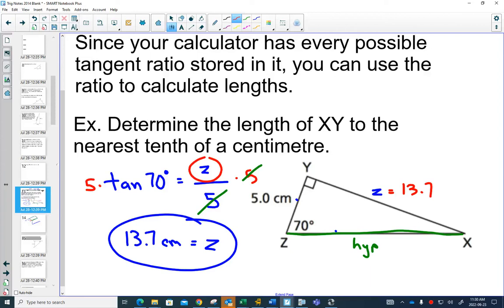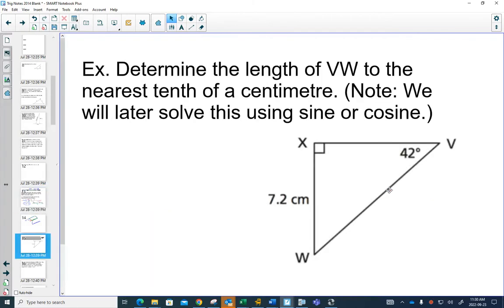If I wanted to find the other angle, I could do that as well. Because angles add up to 180. So if you know one angle and one side of a right angle triangle, you're going to be able to figure out everything in that triangle. And all of the values of the angles are already built into your calculator.